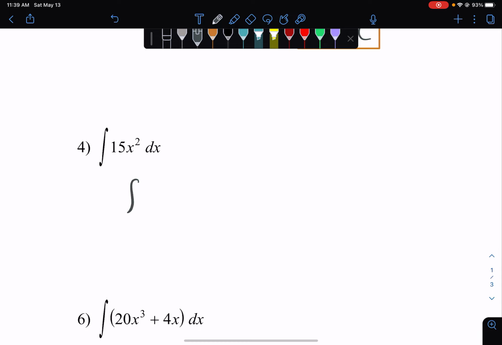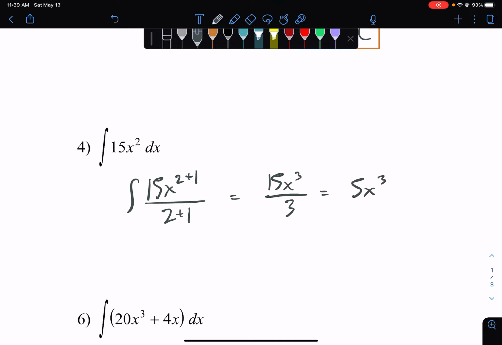Let's move to number 4. 15x raised to 2. What do you call this? Power rule. So we write something like this, and then 15x raised to 3 over 3. That's going to equate to 5x raised to 3. And then don't forget plus c.